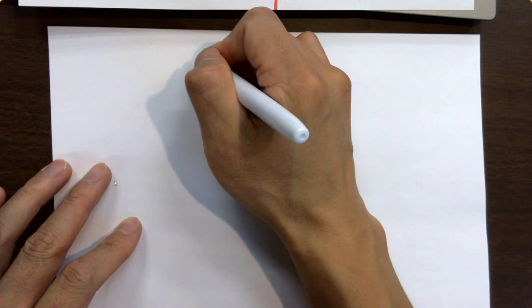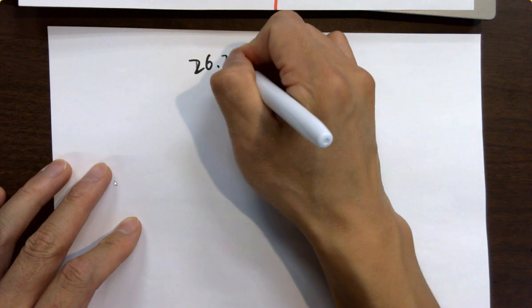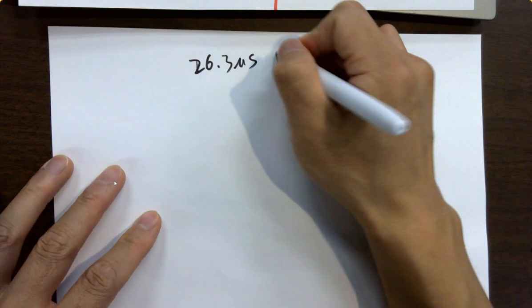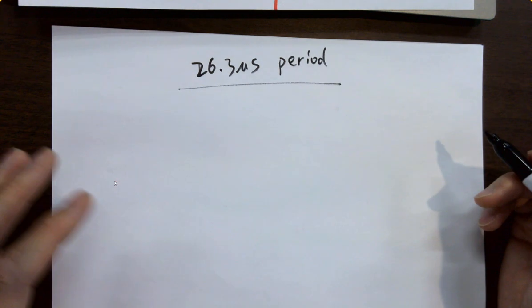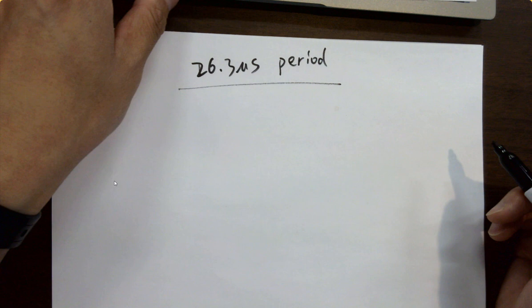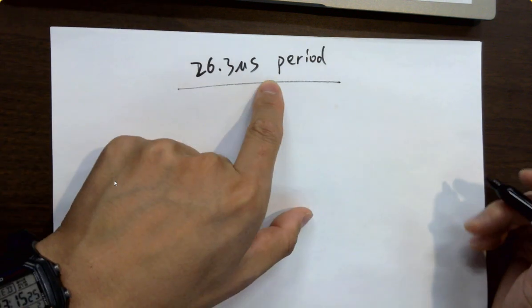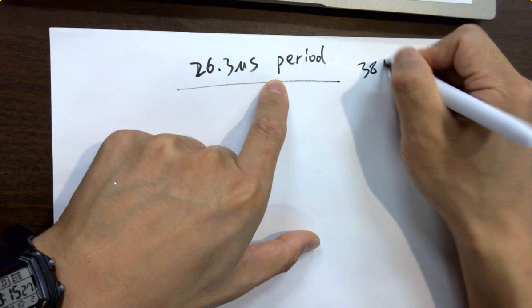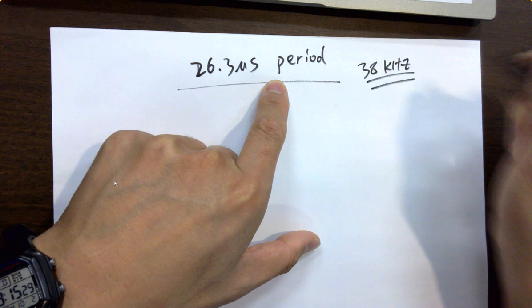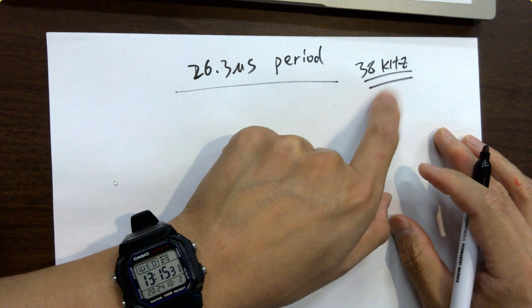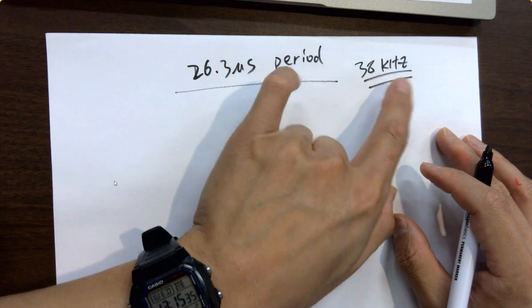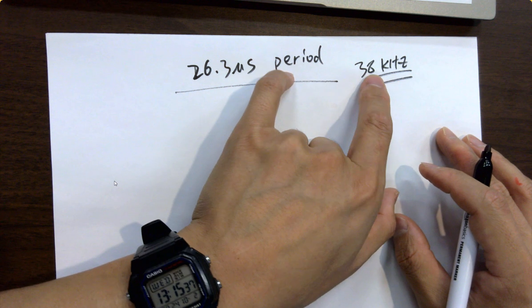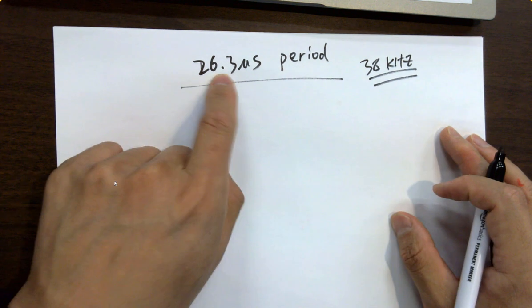So if we use 26.3 microseconds for the period, again, why do we choose this as the period of the PWM waveform? Because it's 38 kilohertz. That's usually what the decoder is designed to receive or respond to: 38 kilohertz. That's why we have to use this one.